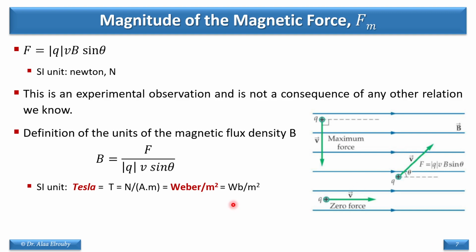and this will cause a component of force. The magnetic flux density has the unit of Newton divided by Ampere dot meter, and this unit is called Tesla or Weber per meter square. So the magnetic flux density has the units of Tesla, which is also called Weber per meter square, or in the fundamental units, it's Newton divided by Ampere dot meter.